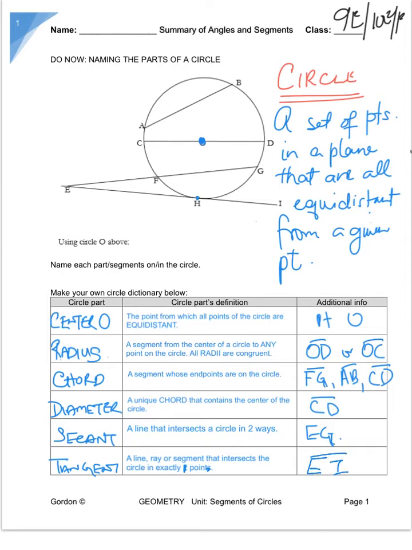All right? So we just want to recap that these special parts or segments on this circle are important for us to proceed in the lesson. So the new things for us are that a diameter is a special chord, the secant intersects a circle in two points, and a tangent only touches a circle once. All right, so that's something that we learned.